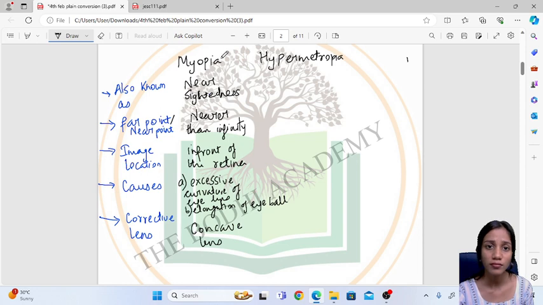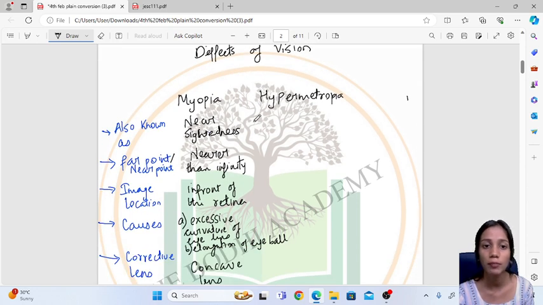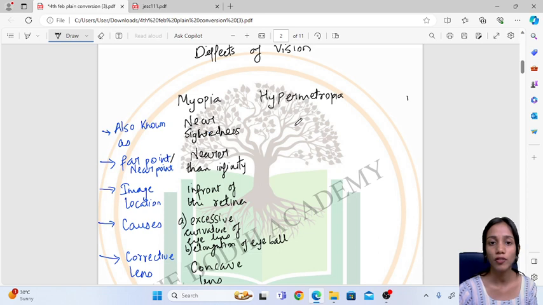Now the second defect which we need to study is hypermetropia. I had mentioned that these two defects are exactly opposite of each other. So if myopia is nearsightedness, hypermetropia will be farsightedness.